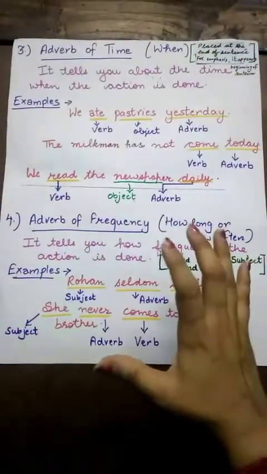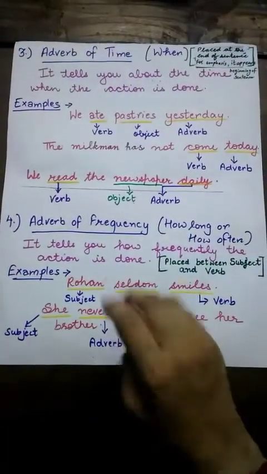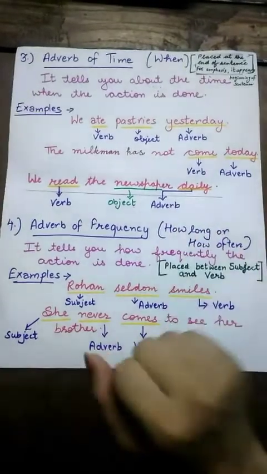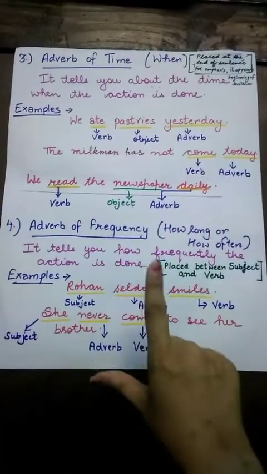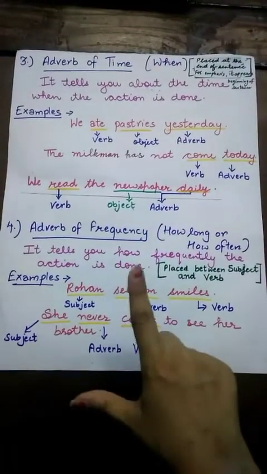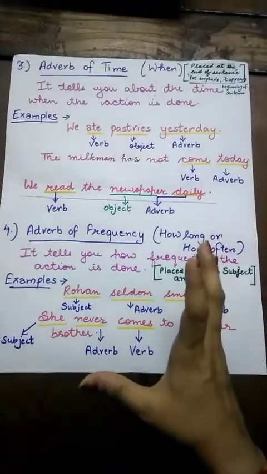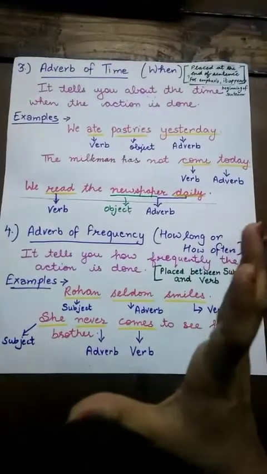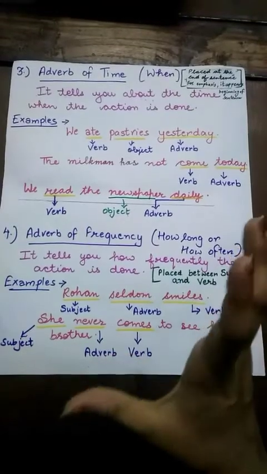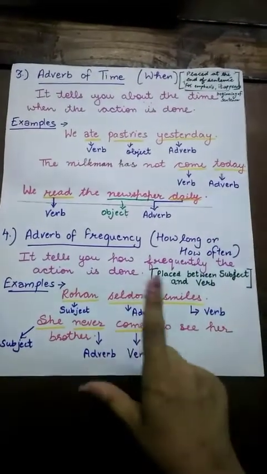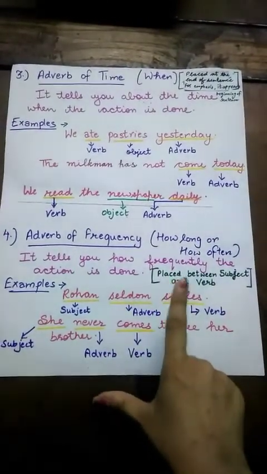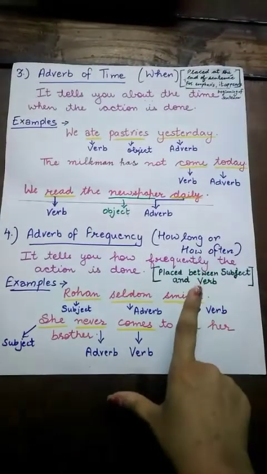Now let's move to the fourth kind of adverb, that is adverb of frequency. It tells you how frequently the action is done. You can also say it tells you how many times the action is performed. Now it is placed exactly between the subject and the verb.